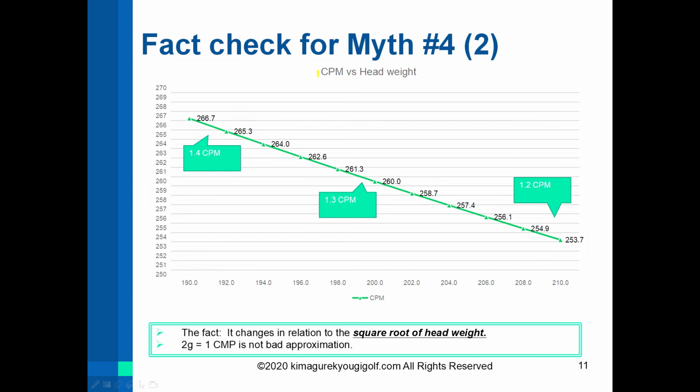This chart is CPM against head weight. When we change the head weight from 200 gram to 198 gram, we got 1.3 CPM change. And from 192 to 190, we got 1.4 CPM change. And with the heavier head, 210 to 208, we only have 1.2 CPM. So the frequency changes in relation to the square root of the head weight. Most clubs have a heavier head than the driver, so they are on the right side of this chart. So it approaches 1. Okay. So 2 gram 1 CPM is not a bad approximation.